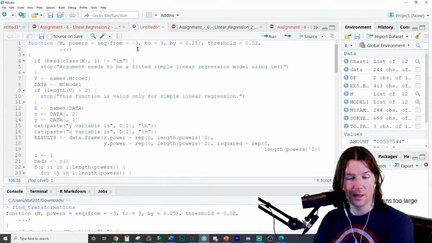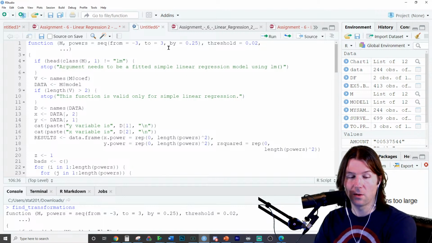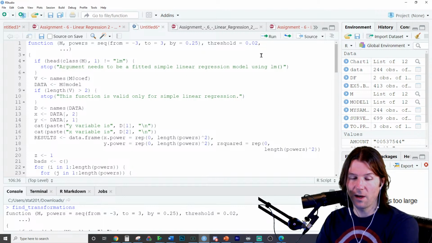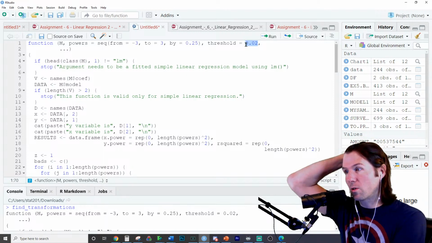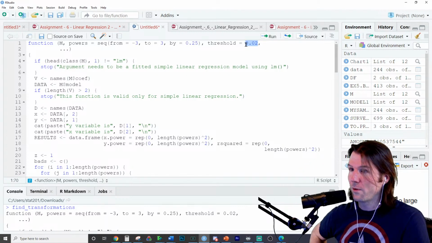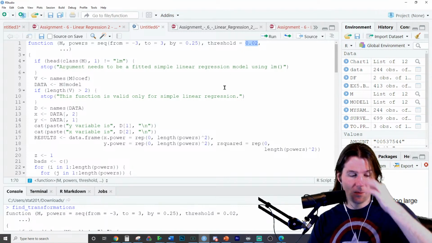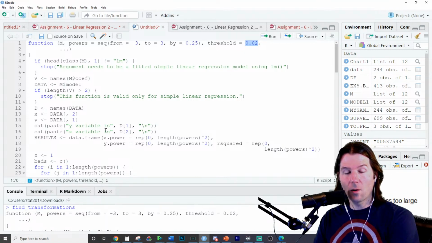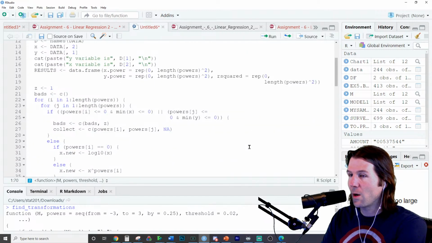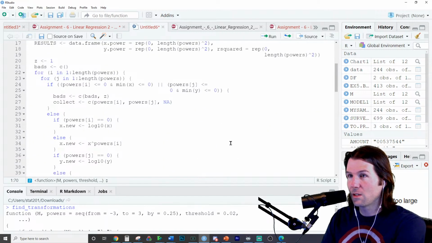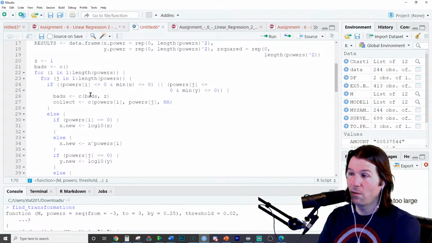R squared. So it's going to go through a vector from, by default, -3 to 3. It's going to go by increments of 0.25. And then it's going to report back all R squareds within 0.02 of the best R squared. And so it basically just goes through and starts making all of these models right here where it raises the X and Y to these powers. So it's going to use tons of for loops right here. If you look at it, it's a nested for loop.